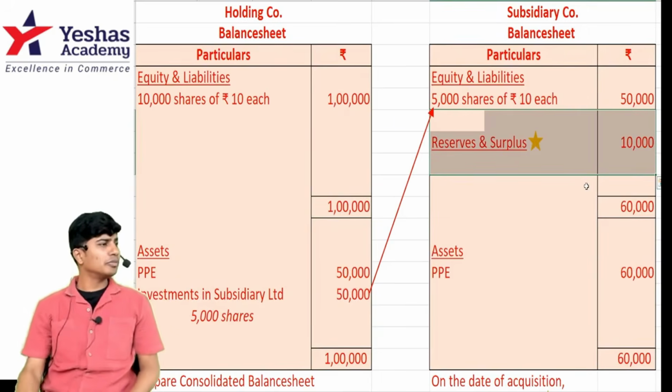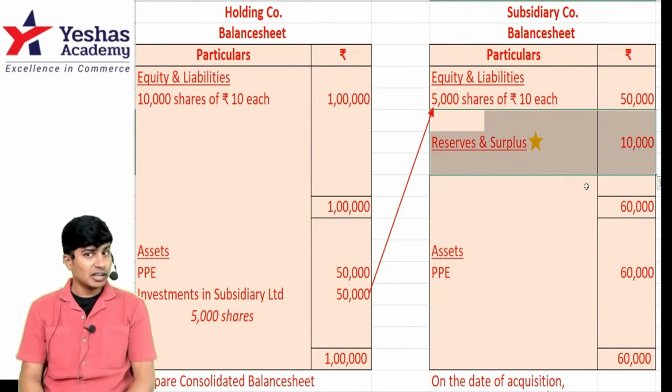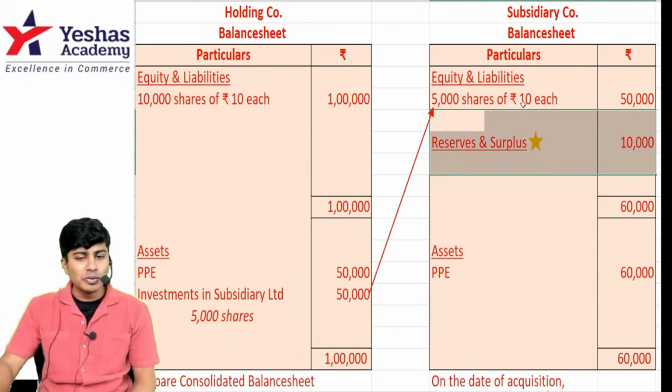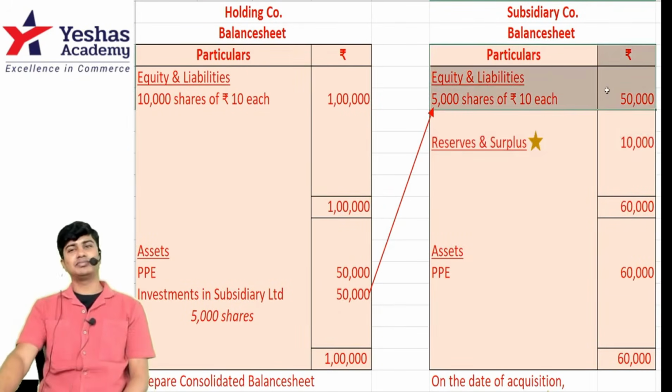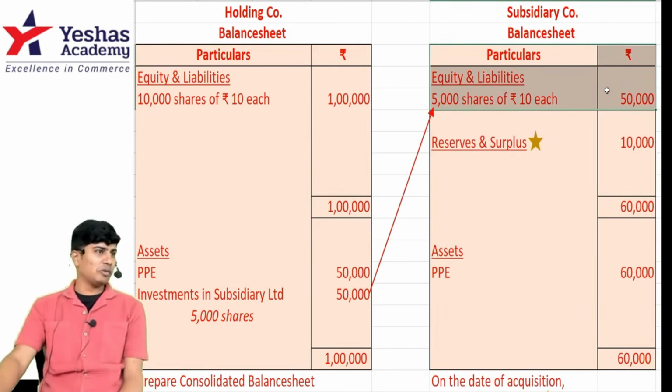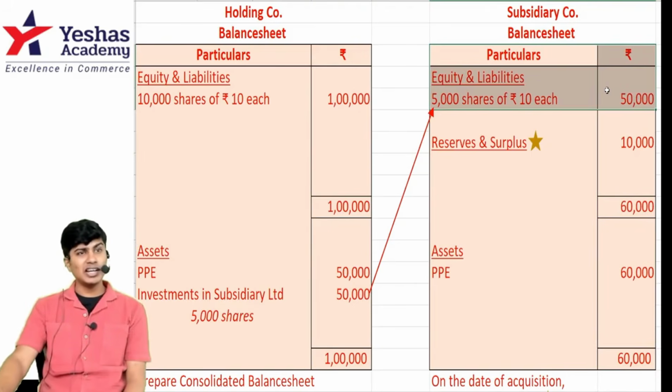Profit of whom? Subsidiary. Subsidiary's profit belongs to whom? Whoever contributed capital; profit belongs to owners. Is the holding company the owner? Yes. But not the complete reserve will belong to us in one single way.